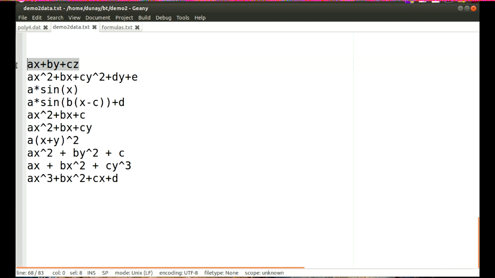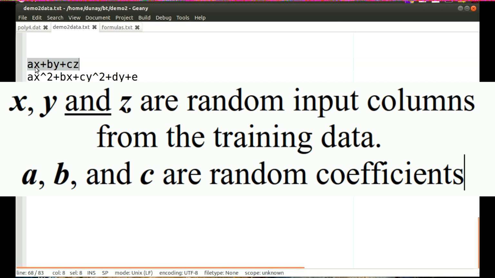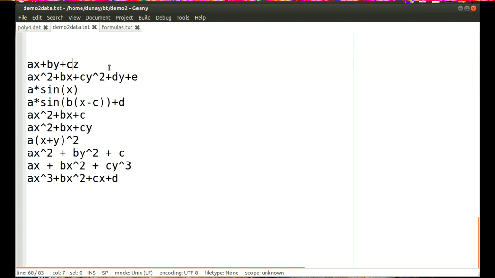Now, let the user's guesses serve as templates for our random solutions. Let's look at the first guess. In the formula ax plus by plus cz, let x and y be random columns from the training data. Let's let a, b, and c be random coefficients. Let's not ask the user for the coefficients. The EA is great at finding optimal coefficients. Likewise, let's not ask the user to map the variables to the columns of data. The EA is great at trying the possibilities.